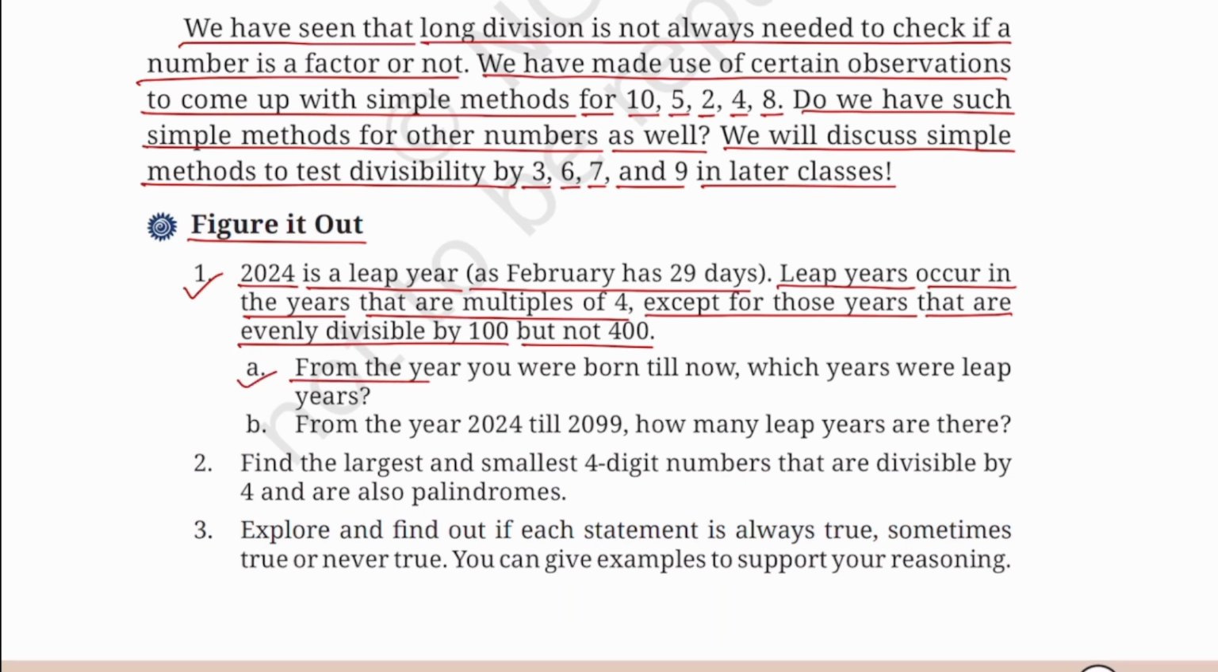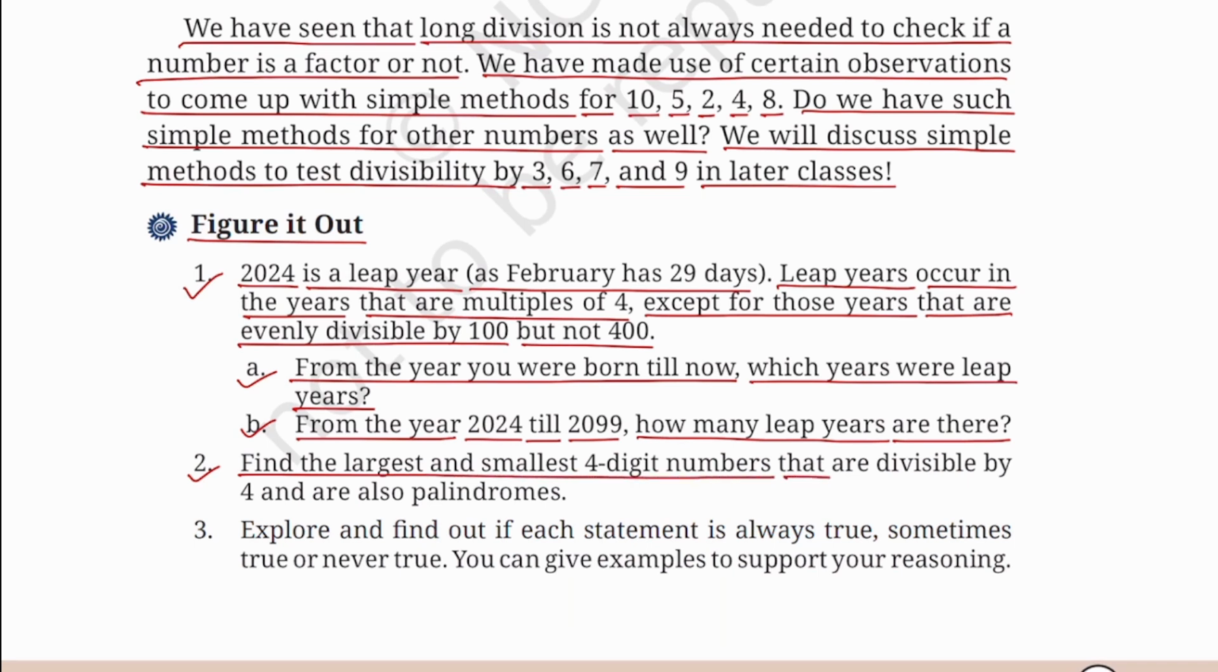A. From the year you were born till now, which years were leap years? B. From the year 2024 till 2099, how many leap years are there? 2. Find the largest and smallest 4-digit numbers that are divisible by 4 and are also palindromes.